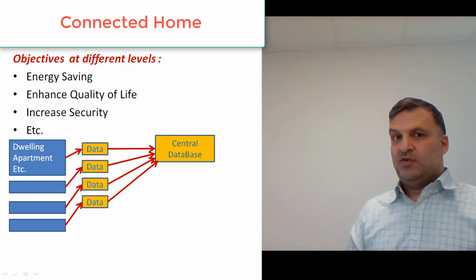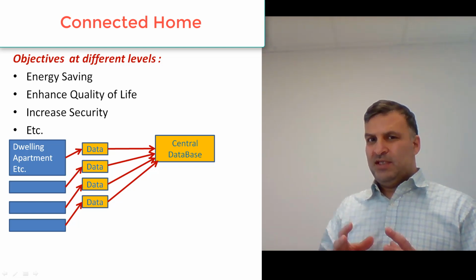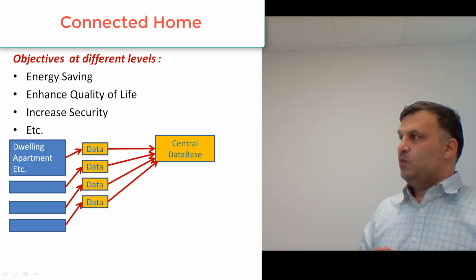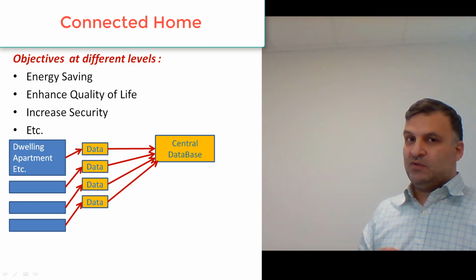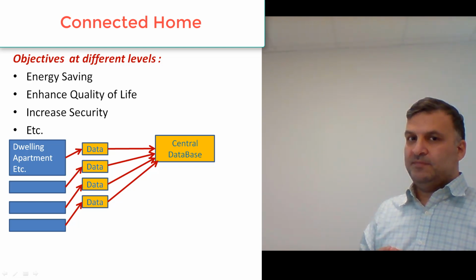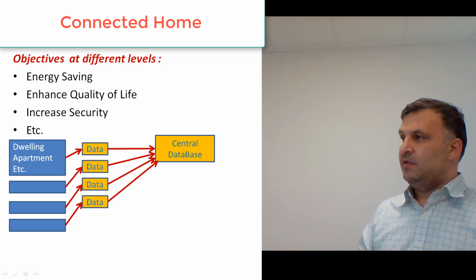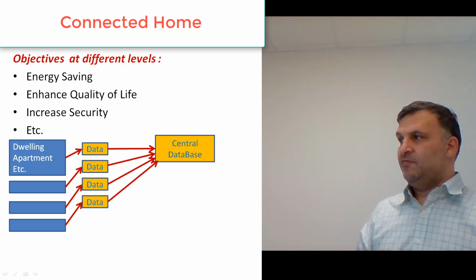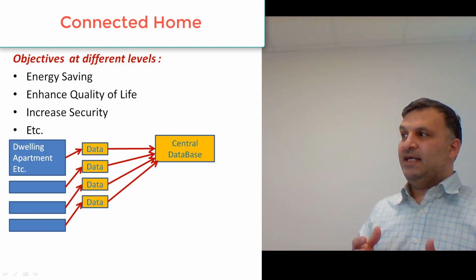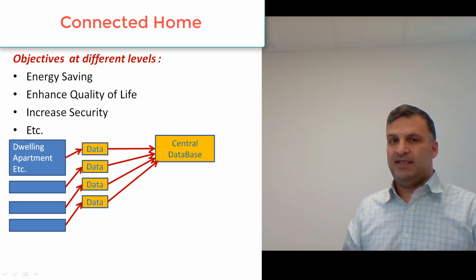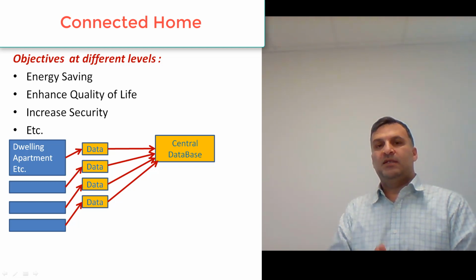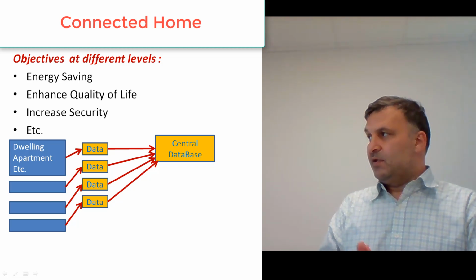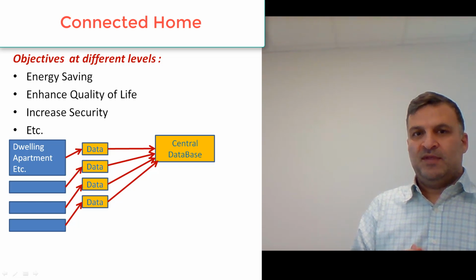What is a connected home? We didn't use the word smart because we think that it is better to talk about a connected home. There are different objectives, for example, energy saving, enhancing quality of life, increasing security. This may be at an individual level, but we have many levels.